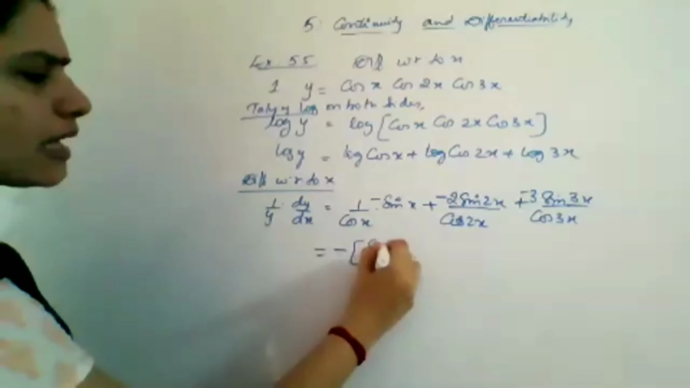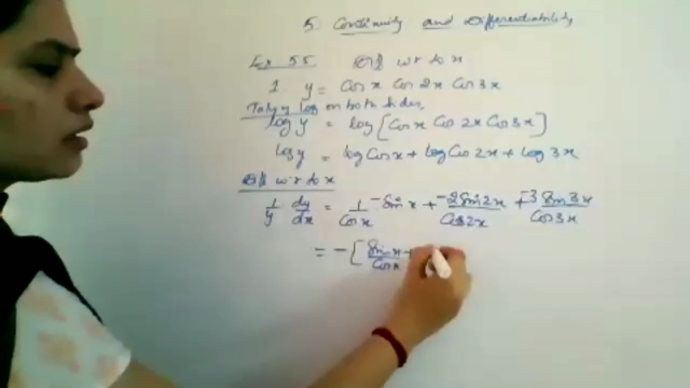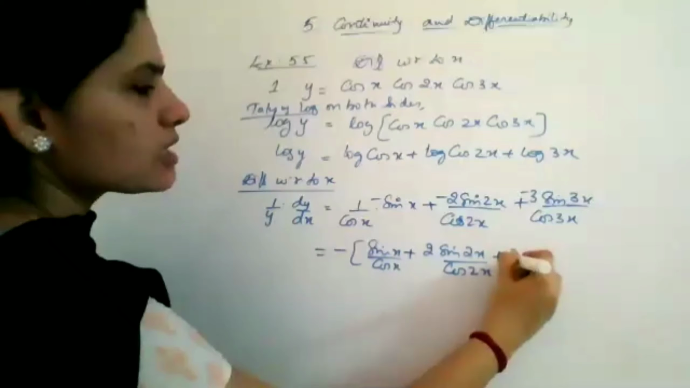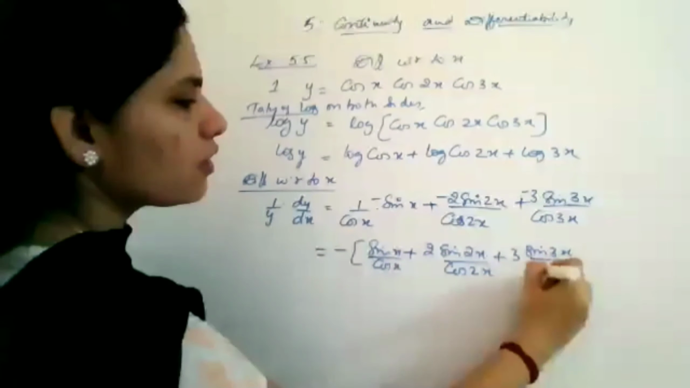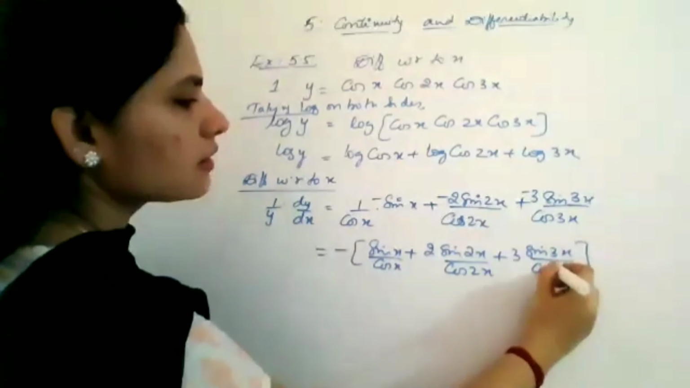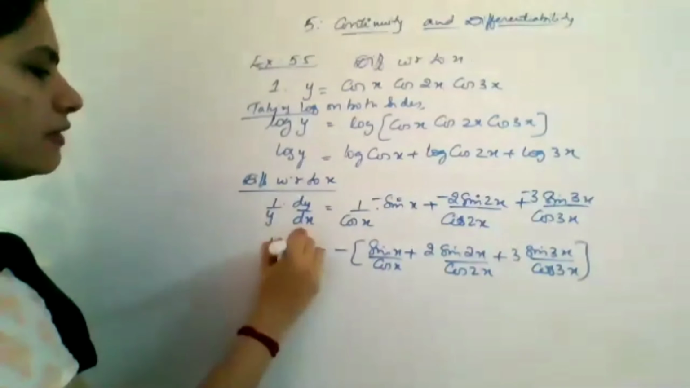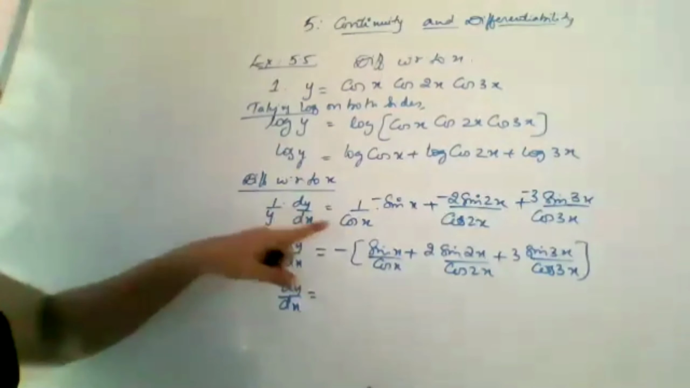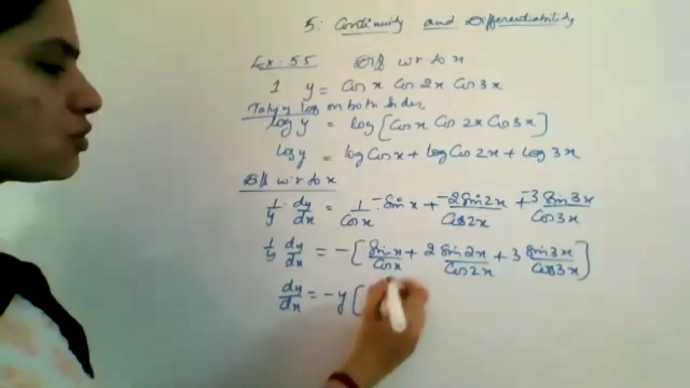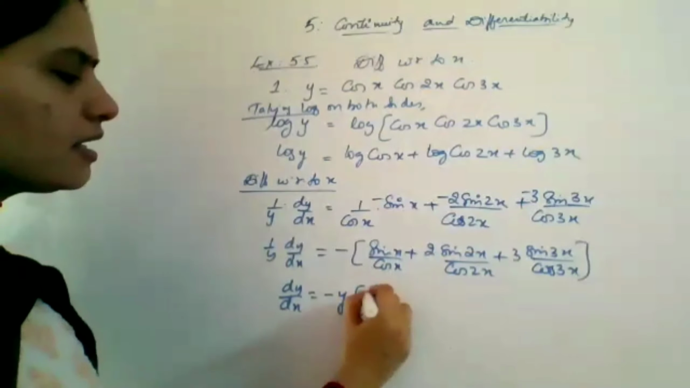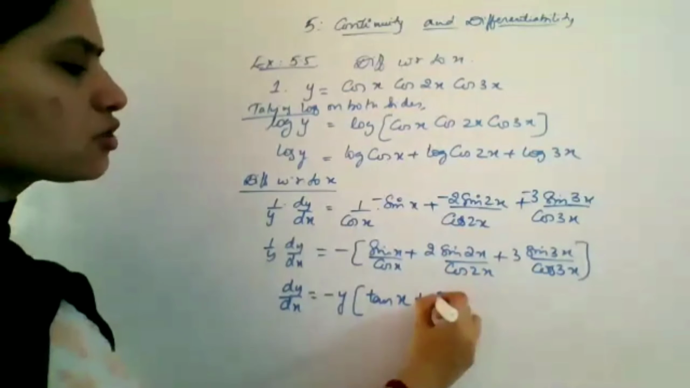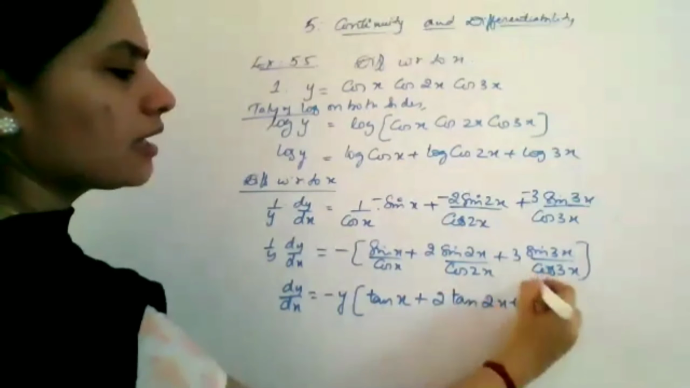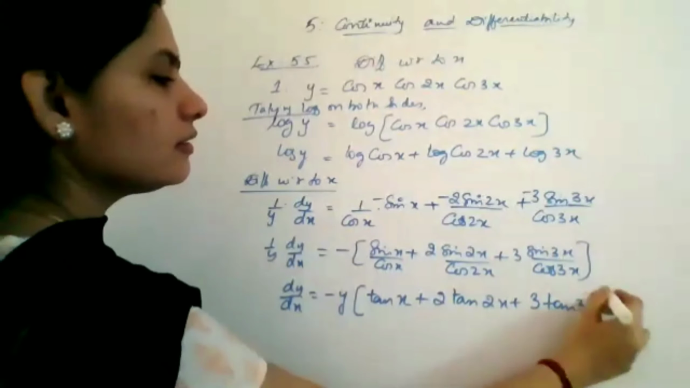Now this becomes sin x by cos x plus 2 sin 2x by cos 2x plus 3 sin 3x by cos 3x, equals 1 by y dy by dx. Now what you want to find out is dy by dx. So this y will go there and it will become minus y into, what is sin by cos? Tan. So you can write it as tan x. This is 2 into, again, same angle, 2x, so you can make it as tan 2x. Again, this is 3 tan 3x.